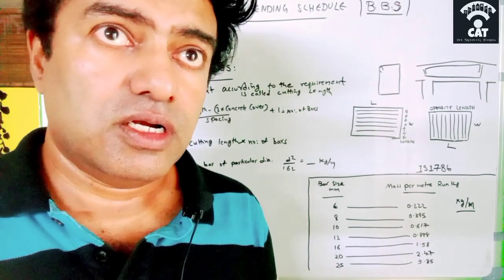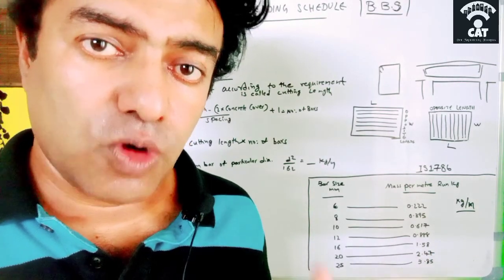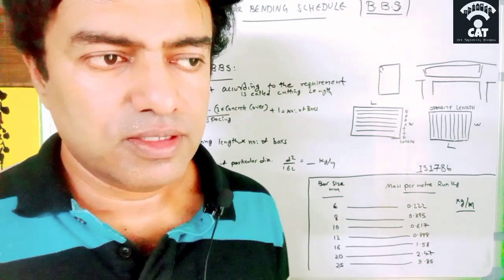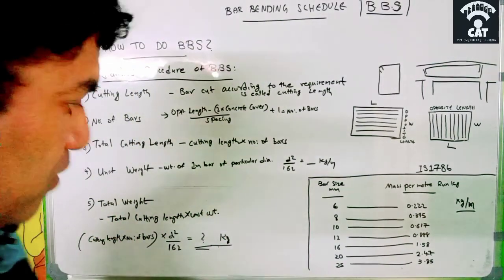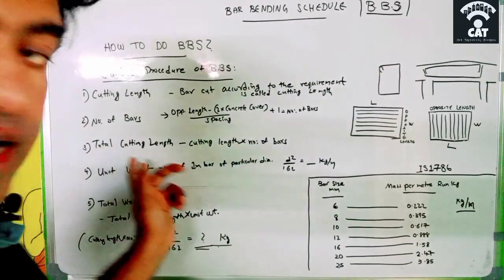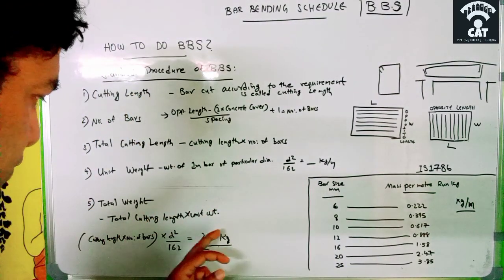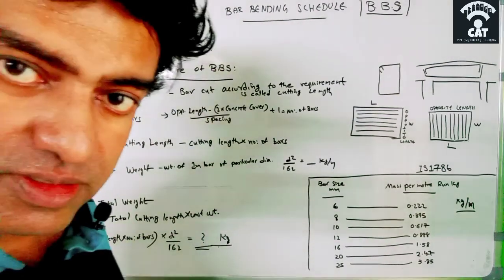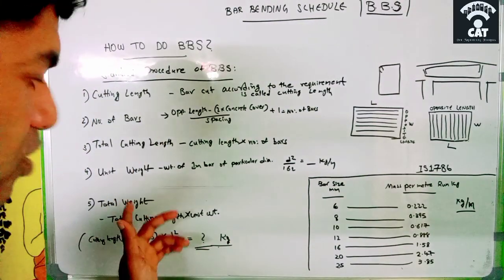If you say that I need 12 meter or 25 meter, it will not work in a shop. You need to tell only the total weight of the steel that you need for a work, and also the diameter of the bar. So how to take the total weight of the steel? We already got total cutting length as the third item, and total cutting length into unit weight gives it. The cutting length into number of bars is total cutting length, and that into d square by 162 will give the total weight of the steel.